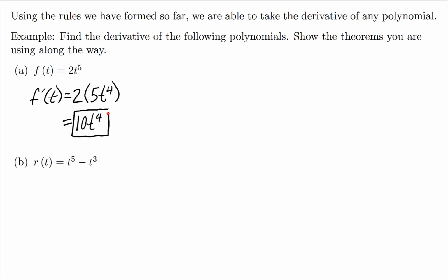the 4th. Now, one thing that I would like everybody to learn how to do is to do this in one step. Basically, when you bring the 5 to the front, if there's a coefficient, multiply it by that coefficient, and still subtract 1 from your power. So if I bring 5 to the front and multiply it by 2, I get 10, and then t to the fourth.